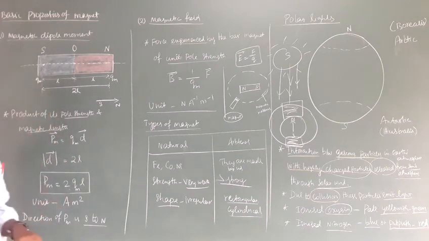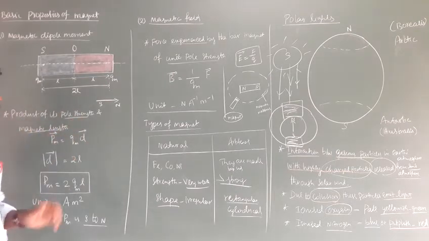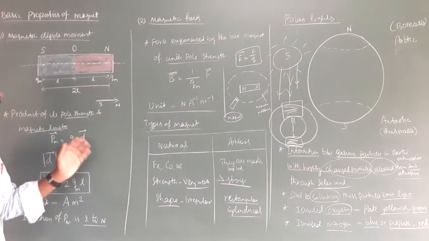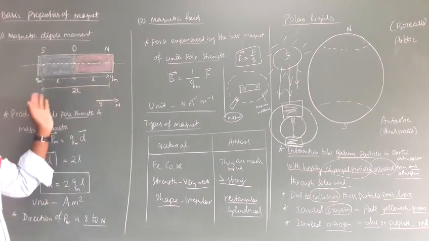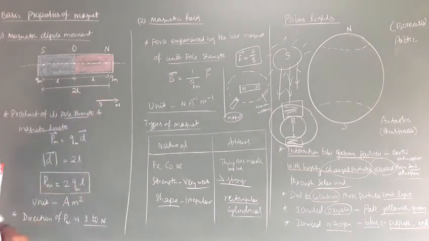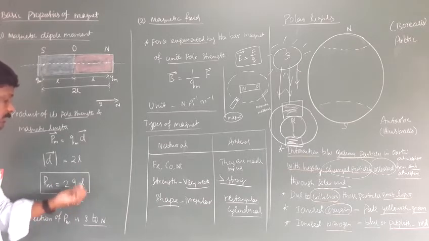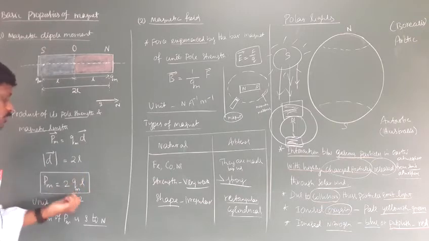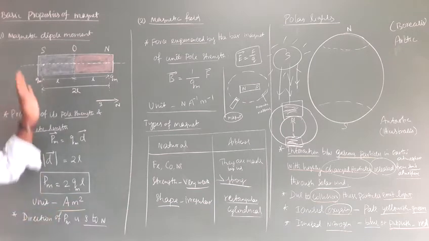So what is a magnetic dipole moment? It's the product of pole strength and magnetic length. So P is equal to Q times D. D is a length, that is the magnetic length, D is 2L. D acts from south to north. In magnitude, P is equal to 2 times QL. Q is the magnetic charge or pole strength, that is the strength of the pole. The unit of magnetic dipole moment is ampere meter square.